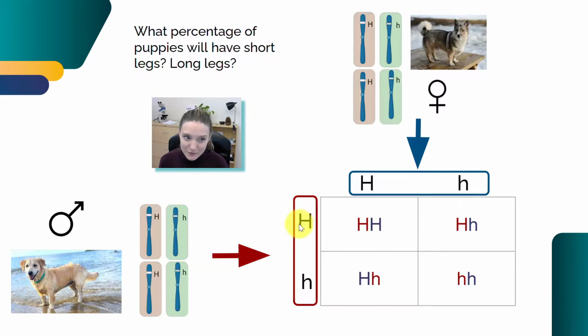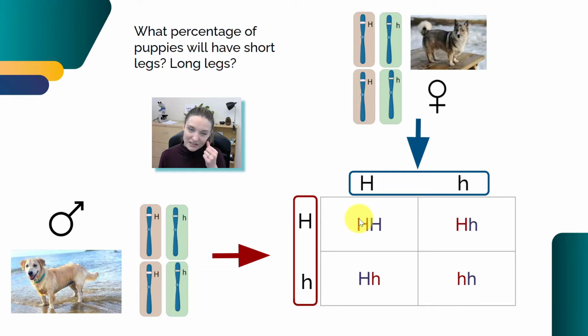So what we do is we're going to take each of these letters from the top and the side, and we're going to fill them into the boxes right here, right? And these represent the genotype of the offspring, okay? So we have a homozygous dominant, heterozygous, and a homozygous recessive, okay? So that means we have a 1 in 4, 25% chance that they'll be homozygous dominant, 2 out of 4 that will be heterozygous for the short leg trait, and 1 out of 4 that will be homozygous recessive.